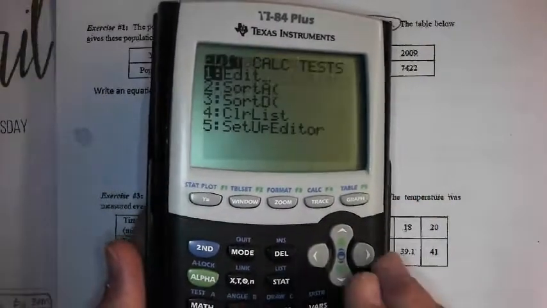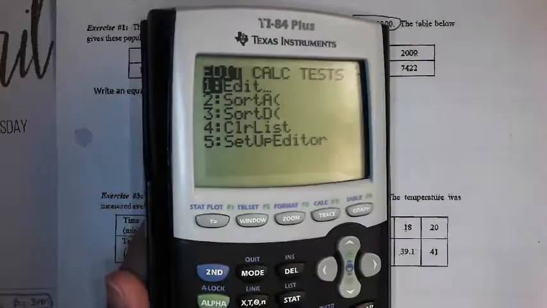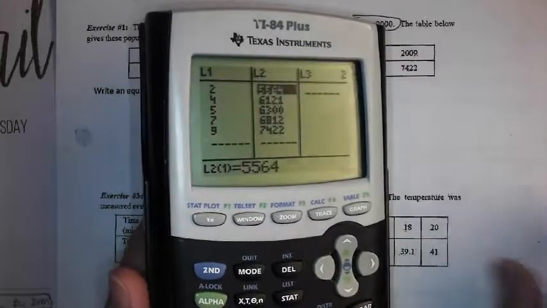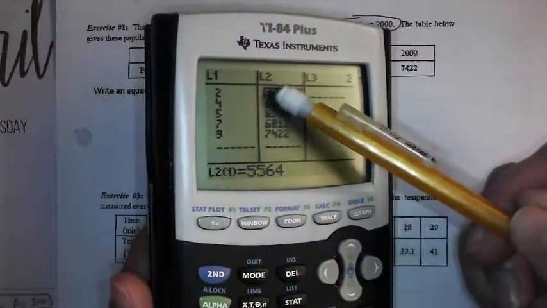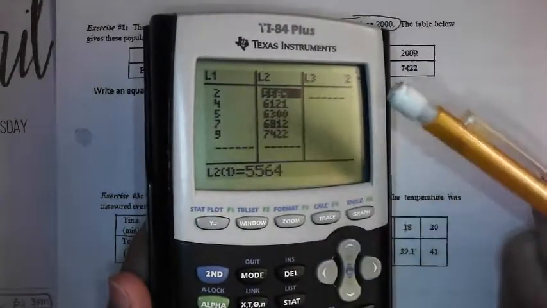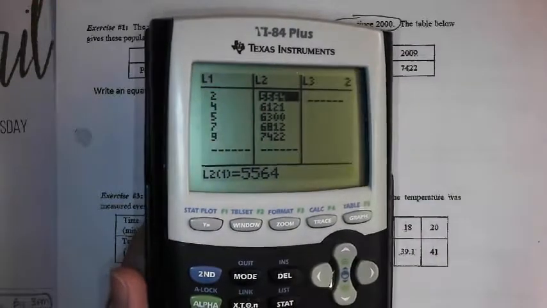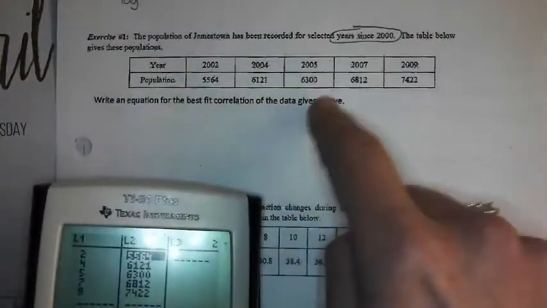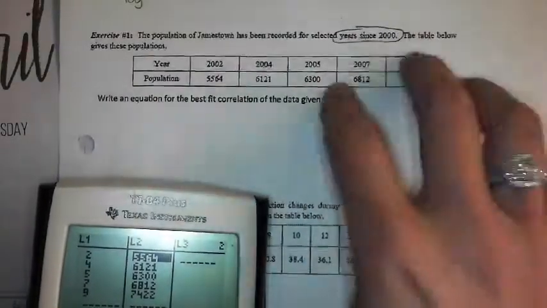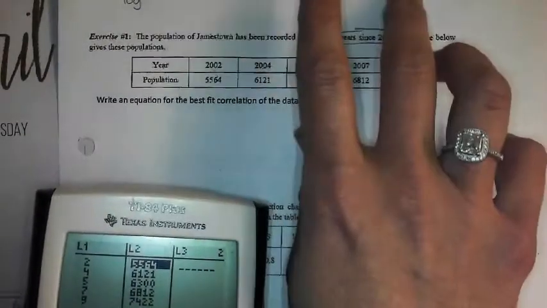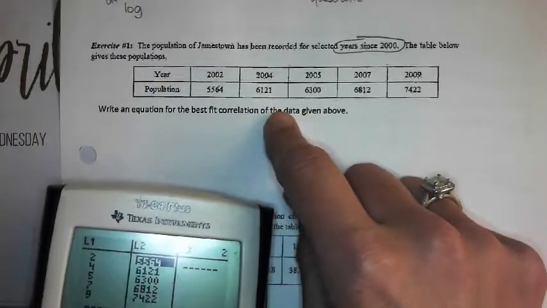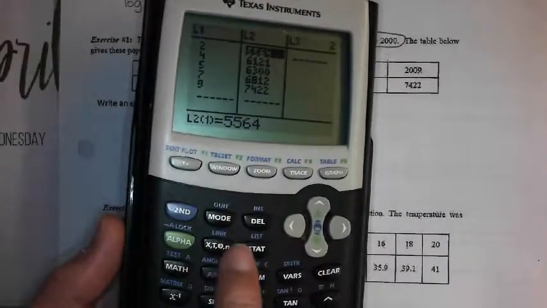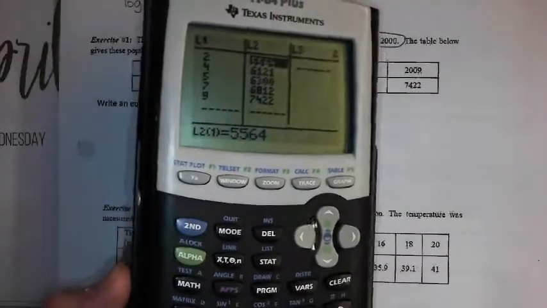So you'd go to your stats and you'd edit your list to insert the information. Your x coordinates go in the first column, your y coordinates go in the second column, so you just enter those in. Now, because it doesn't tell us, sometimes it will tell you, do an exponential regression, do a quadratic regression, do a linear, it will tell you. But when it doesn't tell you, you want to look at your scatter plot first. So you have to first turn your scatter plot on.